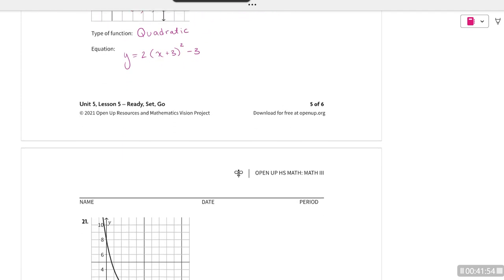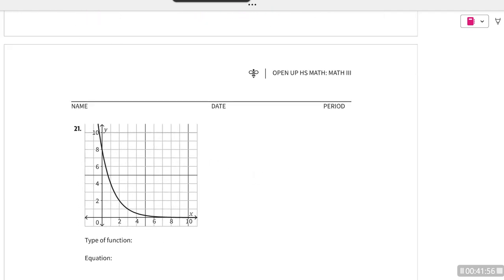Okay, let's go down to 21. So this time we have an exponential. And this is exponential decay since our function is decreasing. So we can see here's our y-axis, right? So we can see that it crosses that y-axis at 0, 8. So we're thinking about y equals a b to the x. We can see that initial value is 8. So I'll write exponential here.